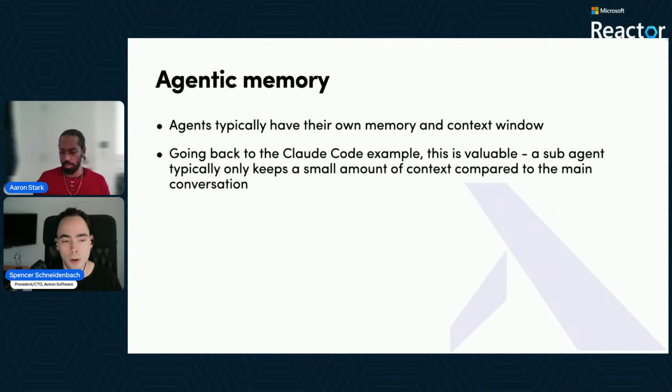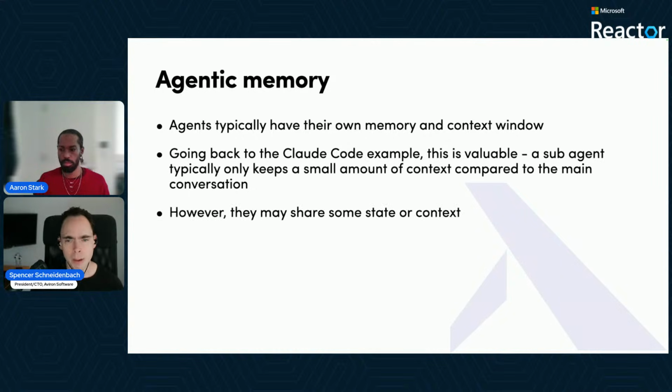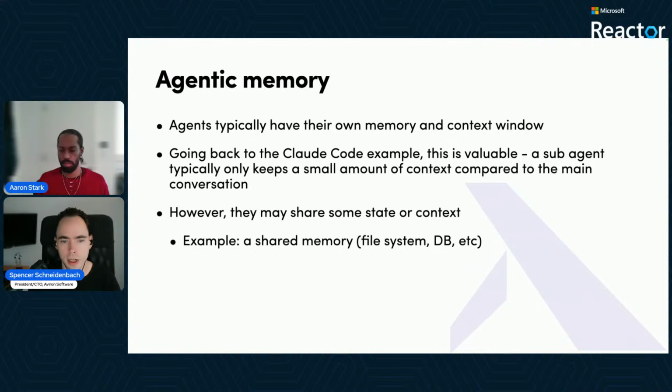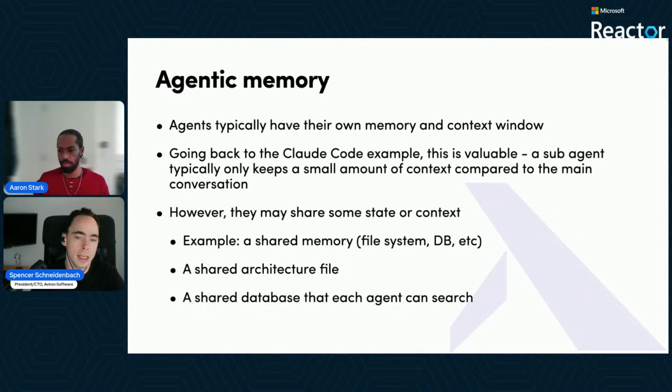That's an important concept, because it means that the agent can do its own work without having to worry about all these other tokens and all these other words that you've sent into it. But they could still share some state or context. They could use shared tools to invoke some kind of shared memory, like a file system, a database, a shared architecture file, or a shared database that each agent can search.